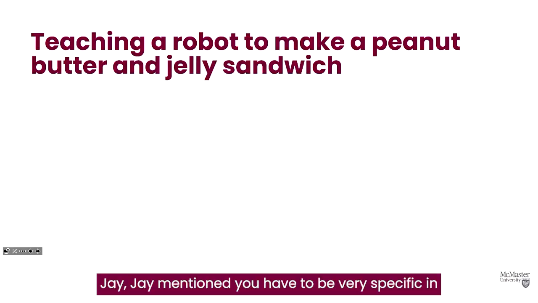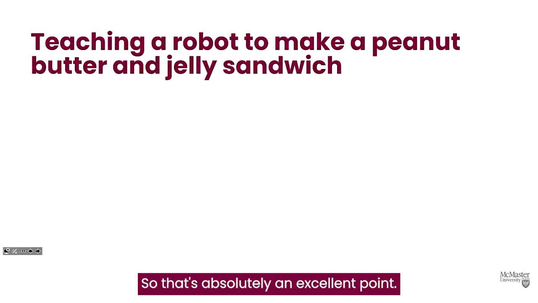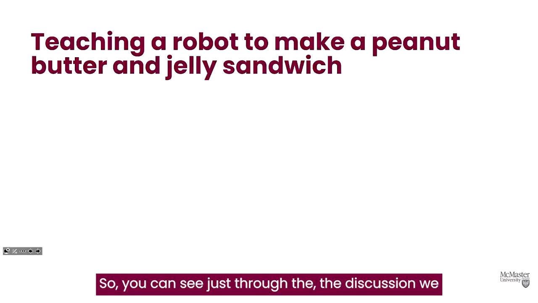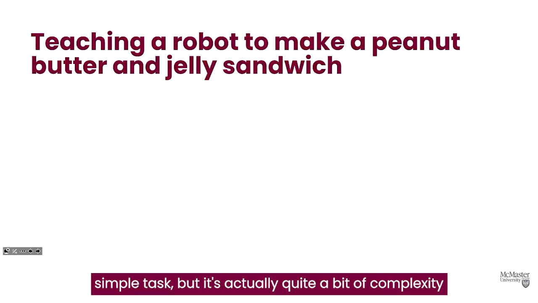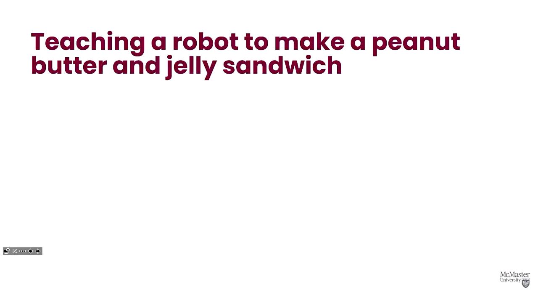Jay mentioned you have to be very specific in telling the robot what to do in every single step. For instance, you have to explicitly say you need to open the jar, right? So that's an absolutely excellent point. You can see just through the discussion we just had, despite this seeming to be a super simple task, there's actually quite a bit of complexity to it.